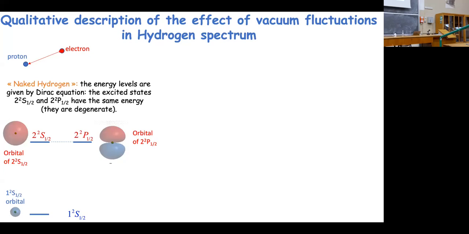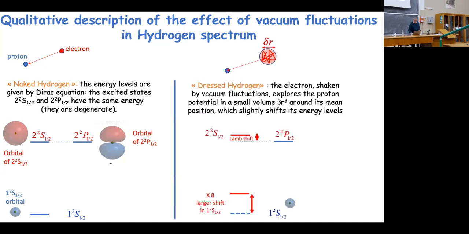So this is Dirac's equation. And an important feature is that the Dirac equation tells you that the 2s and 2p states are exactly degenerate. They have the same energy because of the symmetry of the problem. Now, what will happen when you take into account the fluctuation of the vacuum, the vacuum fluctuations?